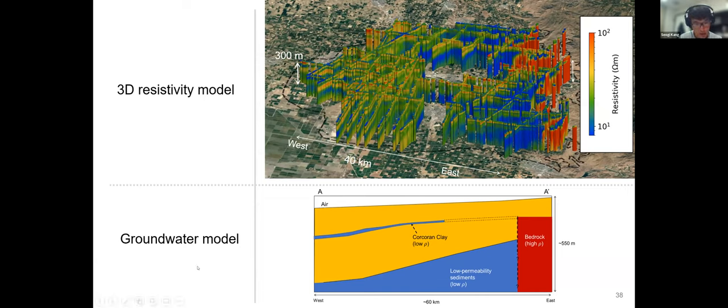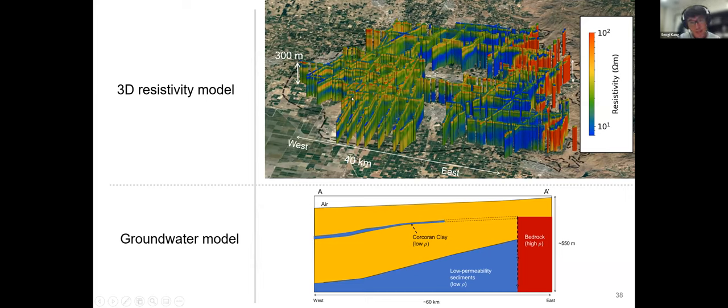Then in the bottom plot, we show the existing groundwater model. And just by comparing these two images, you can see a relatively good, close relationship between the two. What we're seeing is the Corcoran clay here, which divides the upper and the lower aquifer. As you go towards the east, you see low permeability, clay-rich sediments, low resistivity sediments, which correspond to low permeability sediments. And then as you go towards the foothill, we see the top of the bedrock, okay? Given this groundwater model was generated with lots of well data, what the airborne EM technique can do is actually not bad, it's actually pretty good.